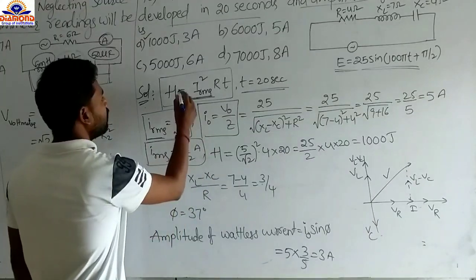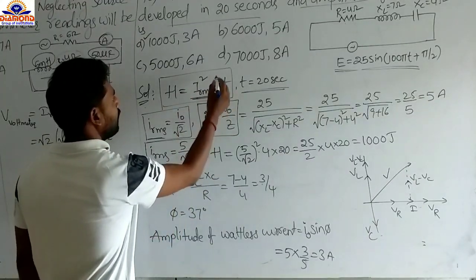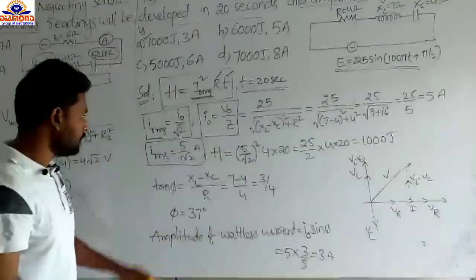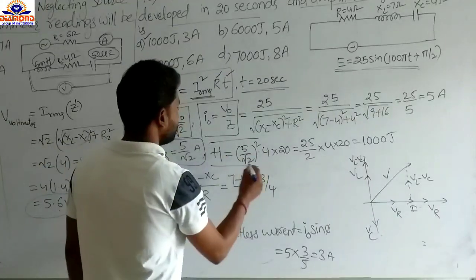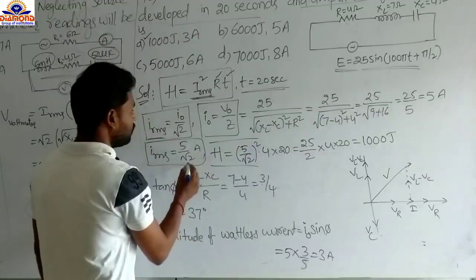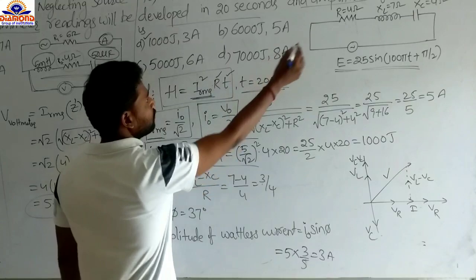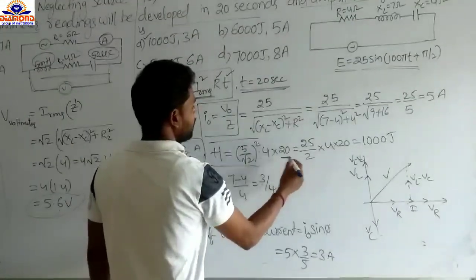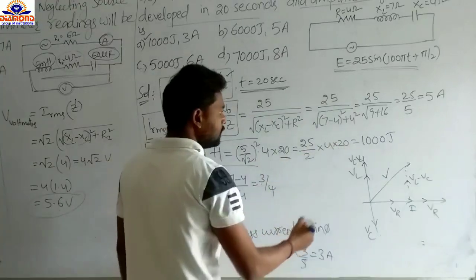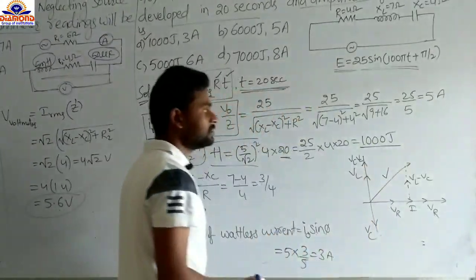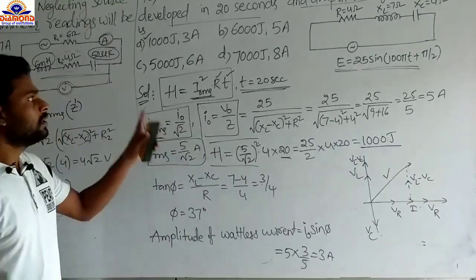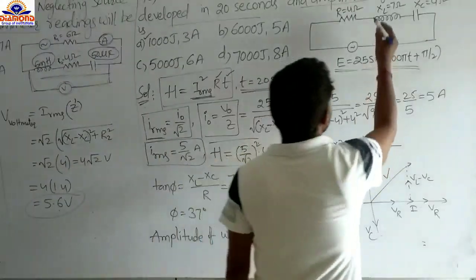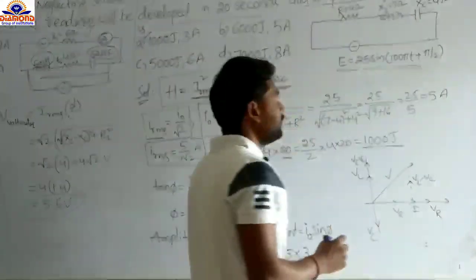So see now, heat developed equal to IRMS square R into T. R value we know, T value they have given, and IRMS value also we found. Substitute here: heat developed equals IRMS square, (5 by root 2) square, into R value 4 ohms given, 4, into time 20 seconds. Now simplify this one, we will get 1000 joules. So 1000 joules of heat is developed in the circuit in 20 seconds. Remember that one. And the next question is the amplitude of the wattless current.